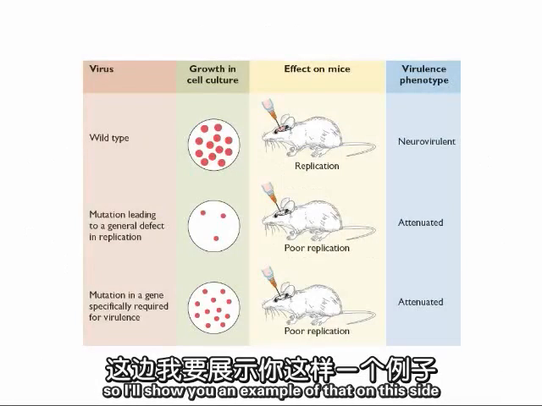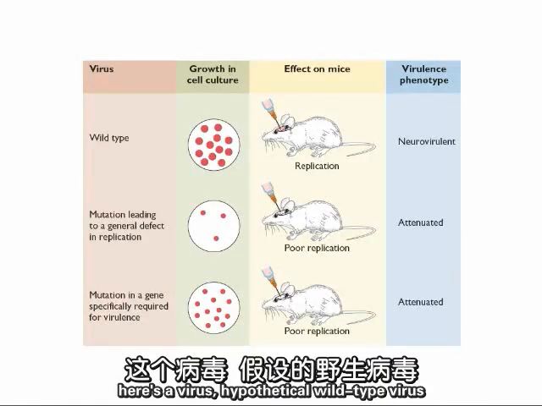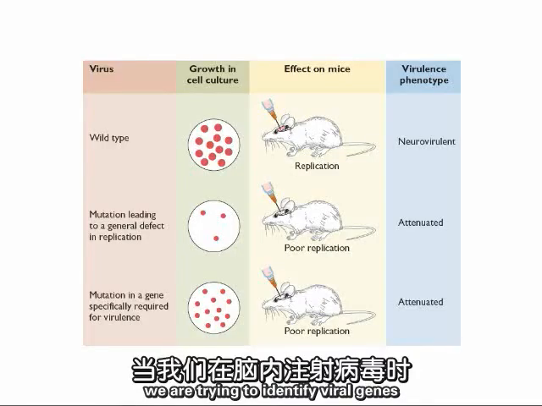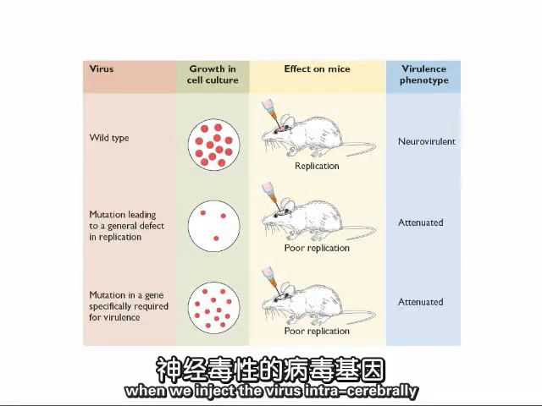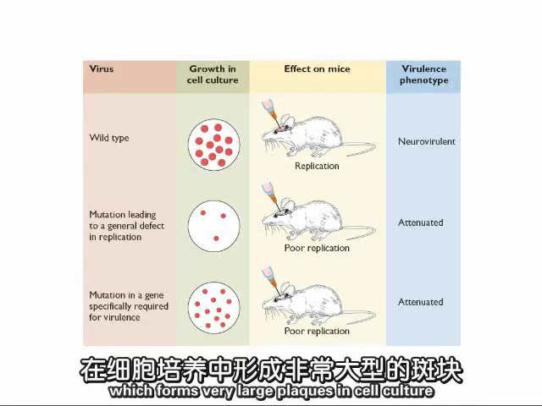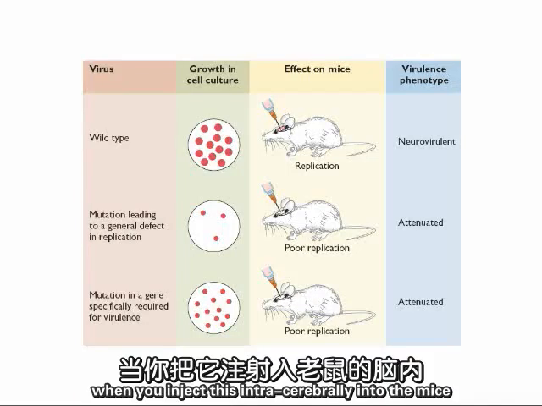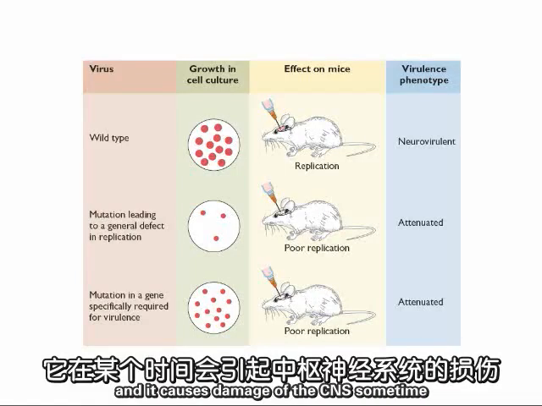So I'll show you an example of that on this slide. Here's a virus, hypothetical wild-type virus. We're trying to identify viral genes that influence its neurovirulence in mice when we inject the virus intracerebrally. So it's a very specific goal. So in the wild-type virus, which forms very large plaques in cell culture, it grows very nicely. When you inject this intracerebrally into the mice, it's neurovirulent. The virus replicates and it causes damage of the CNS of some kind.